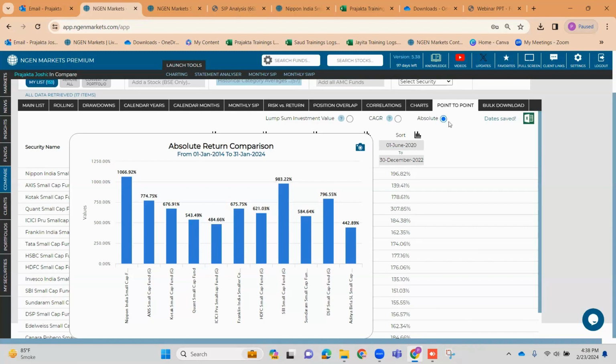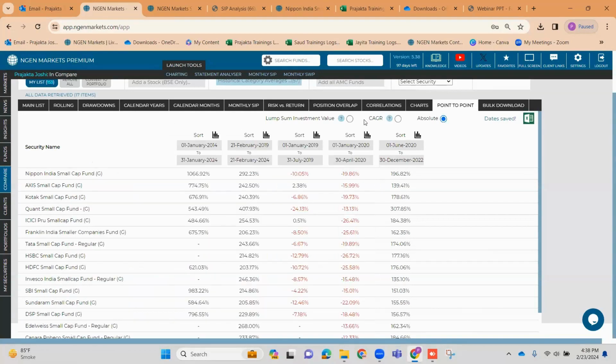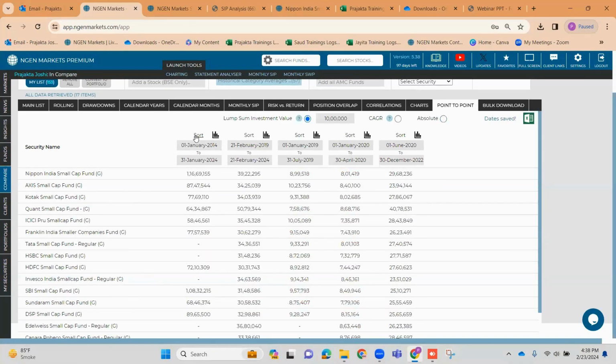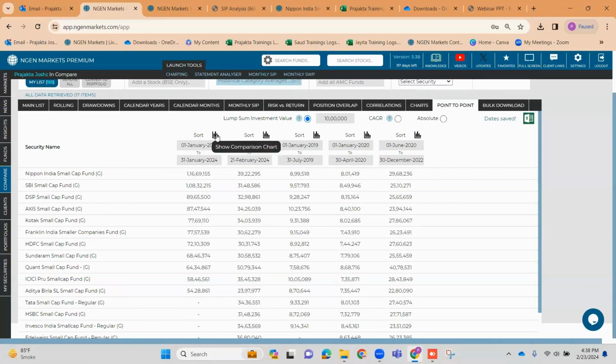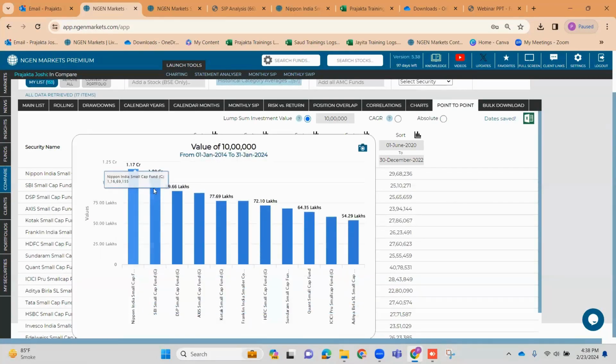Because we have an active selection on absolute, this is showing us absolute returns. But if we change this to rupee terms, you can do that. Let's sort this so that the graphs are coordinated. So sort this first and then click on that chart icon. You will see from top to bottom the list of funds from the highest, 1.17 crore, to 54.29 lakh, which is by Aditya Birla Sun Life Small Cap.